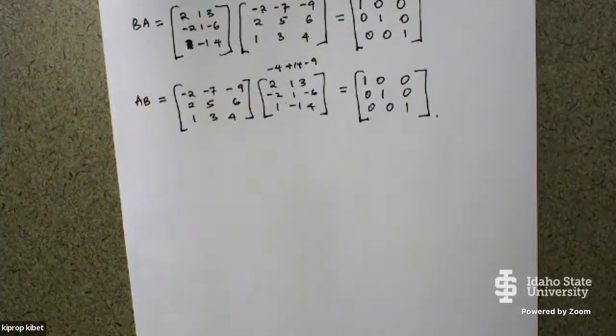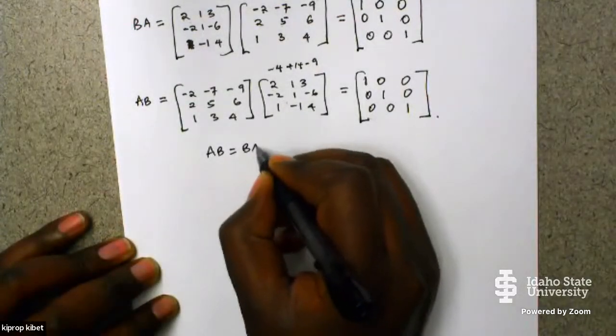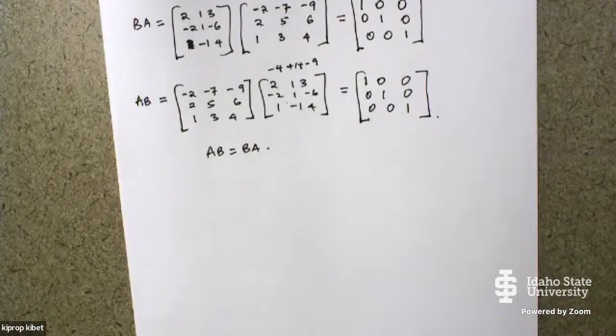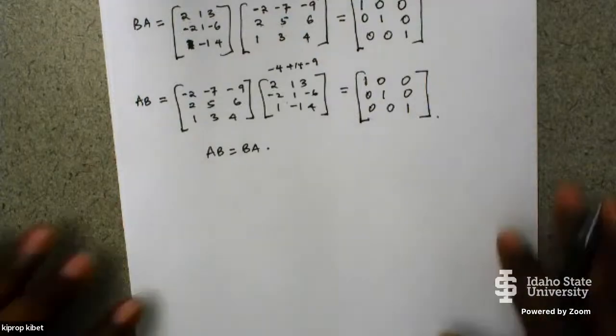So therefore, AB is equal to BA. So it means when you multiply the inverse by the matrix, it is the same as multiplying the matrix by the inverse. So it commutes.